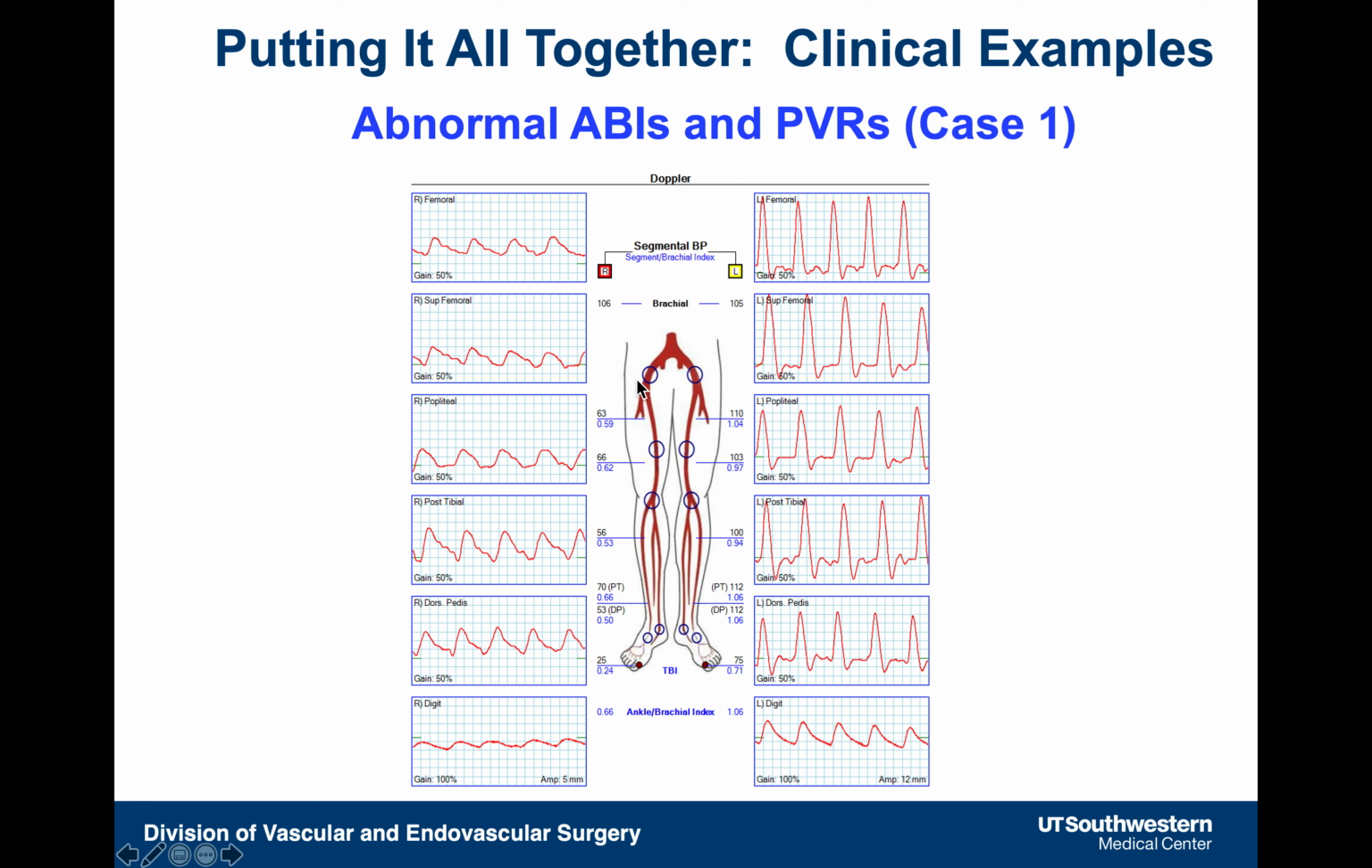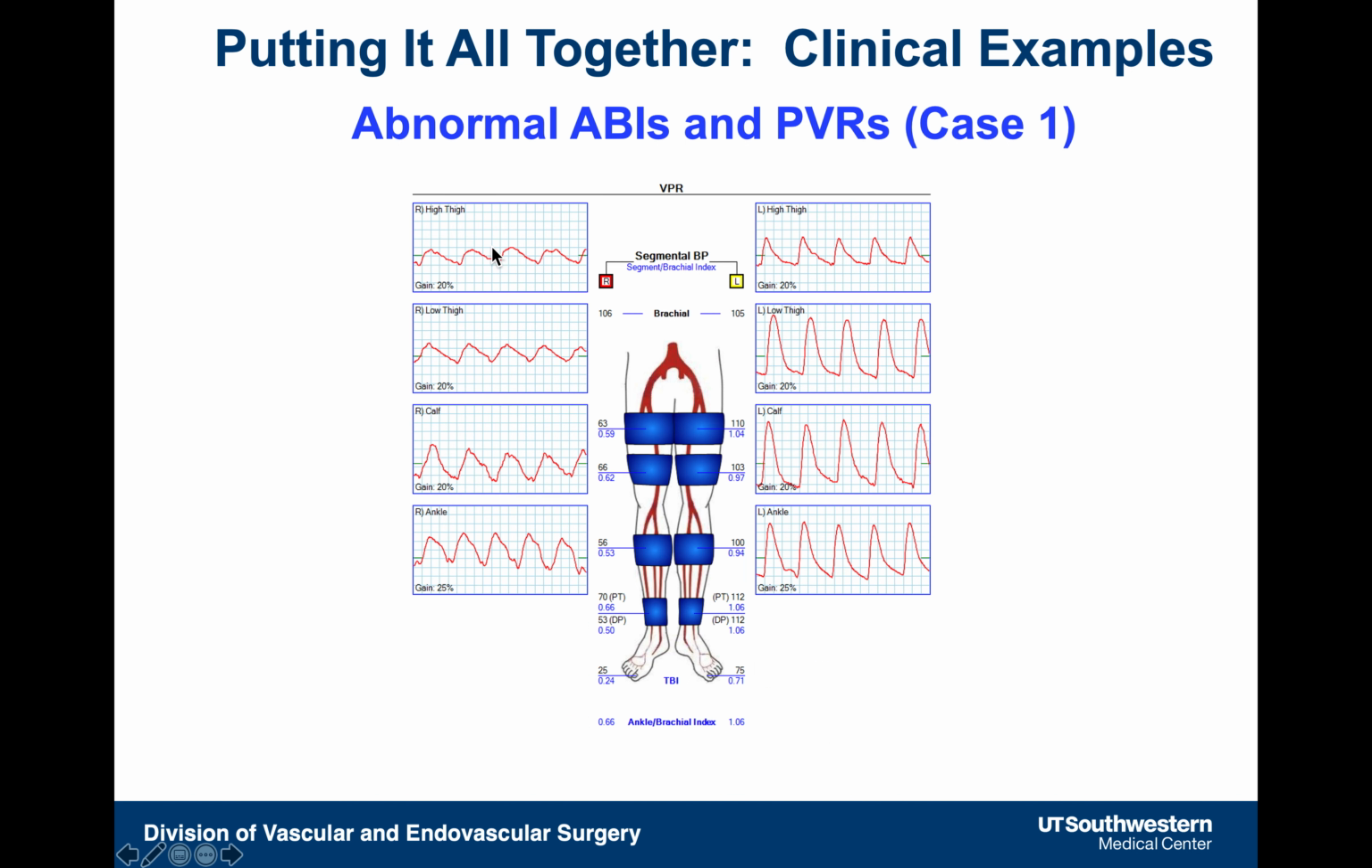So there's obviously some inflow disease on the right, and in fact you see not at all triphasic. This looks very monophasic, and it stays monophasic throughout, and has a toe pressure of 25. So on the right side, the ankle brachial index is significantly diminished.